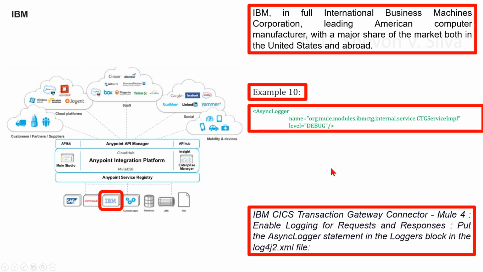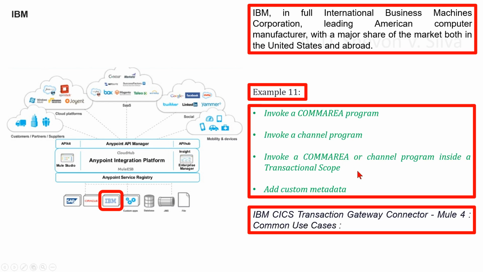Now we are considering enabling logging for requests and responses in the IBM CICS Transaction Gateway connector for MuleSoft. To enable logging of the interactions of the connector with IBM CTG, a logger must be configured in the log4j2.xml file of the Mule app as follows. Put the async logger statement in the loggers block in the log4j2.xml file.